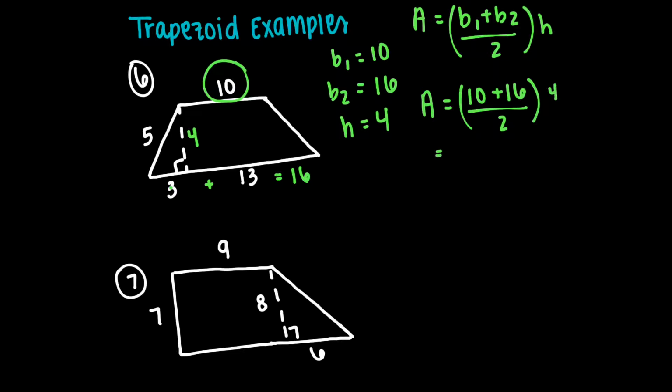So then 10 plus 16 gives me 26 divided by 2 times 4. I can simplify 26 divided by 2 down to 13. And again, we're going to multiply by 4, which is your last step. So my area of number 6, that trapezoid, ends up being 52.